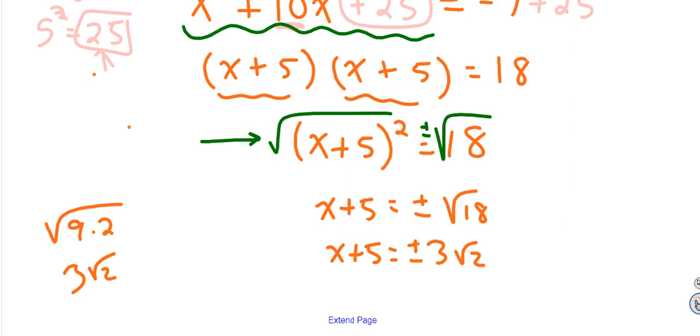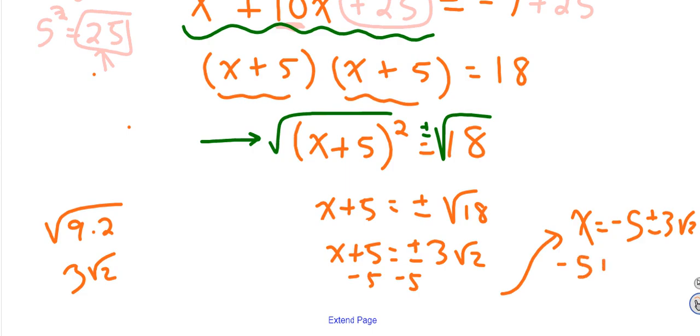We're going to subtract 5 from both sides, and so what that's going to look like is x equals negative 5 plus or minus 3 root 2. Now in Delta Math, you'll probably have to split it up. You'll probably say negative 5 plus 3 root 2, comma, negative 5 minus 3 root 2, unless they have that plus or minus button, I don't know. All right, yay, we completed the square.